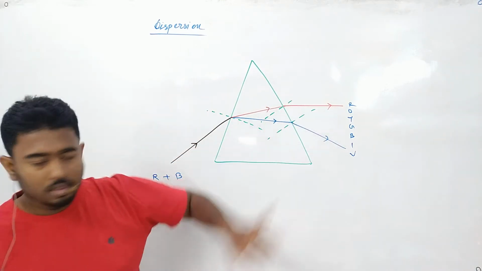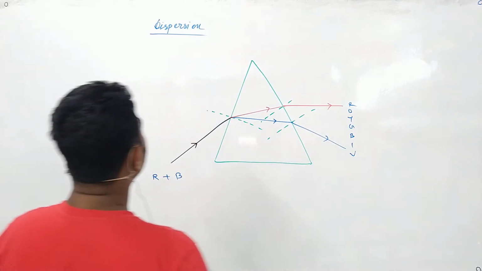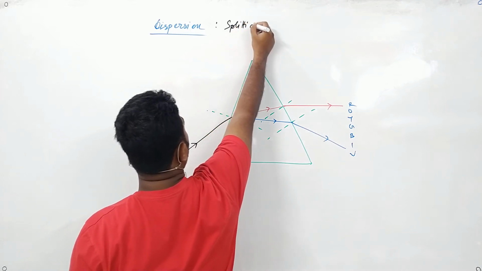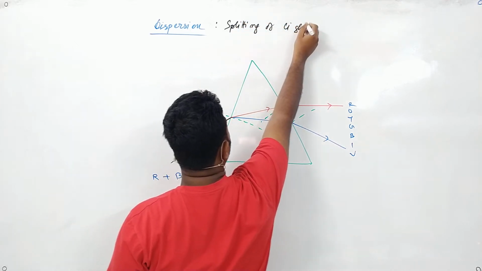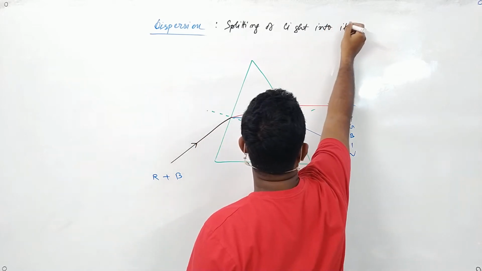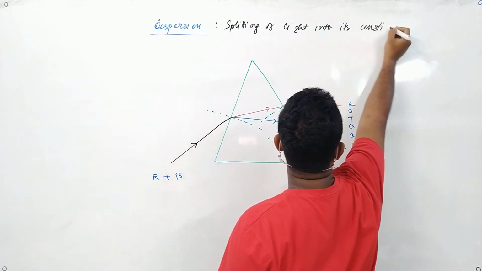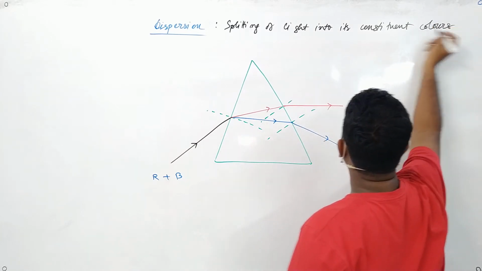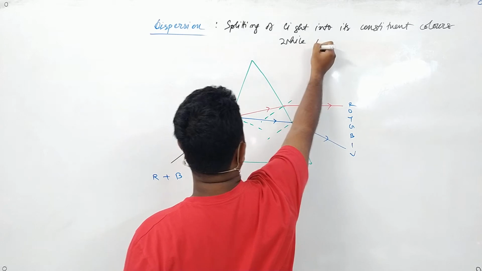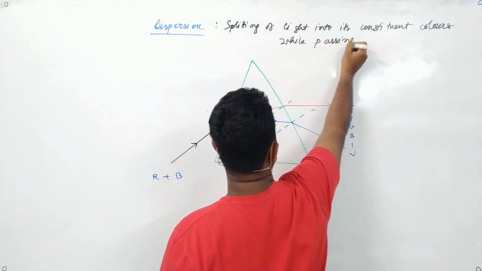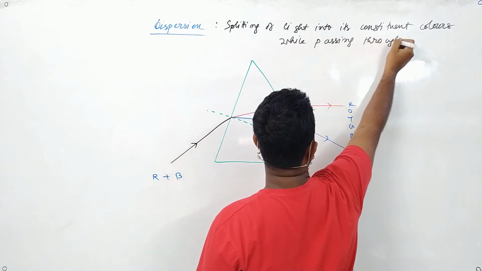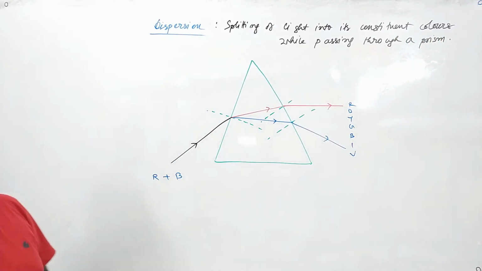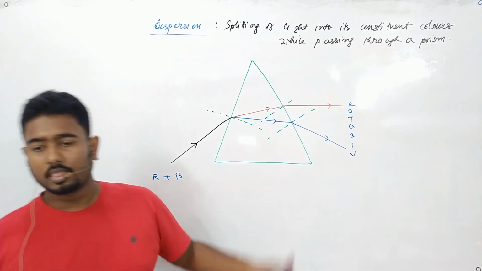Is the concept clear? Okay, so dispersion is nothing but splitting of light into its constituent colors while passing through a prism. Okay, splitting of light into its constituent colors while passing through a prism. Write it down.